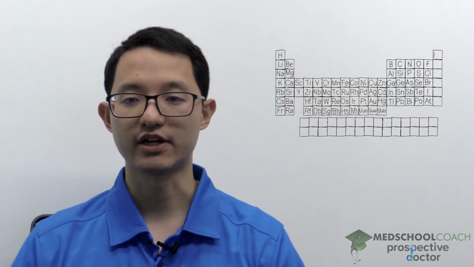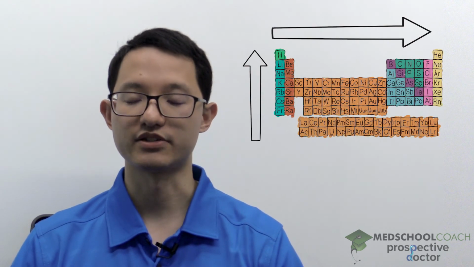The periodic trend for electron affinity is that it increases going up and to the right across the periodic table.